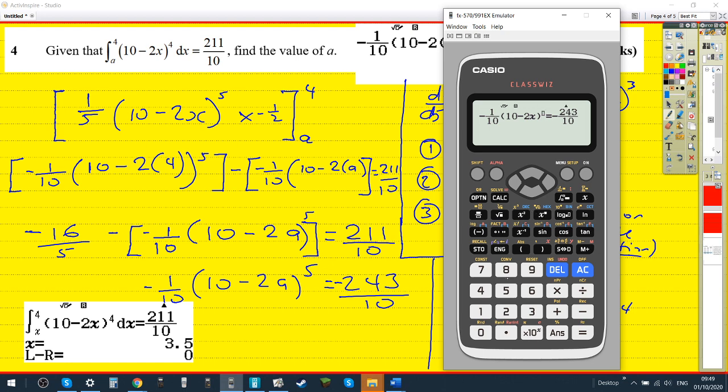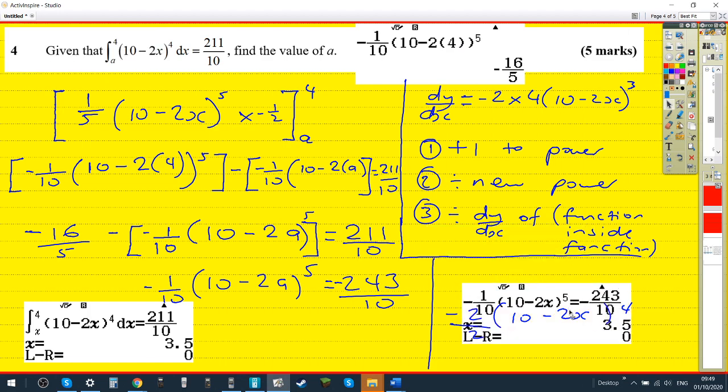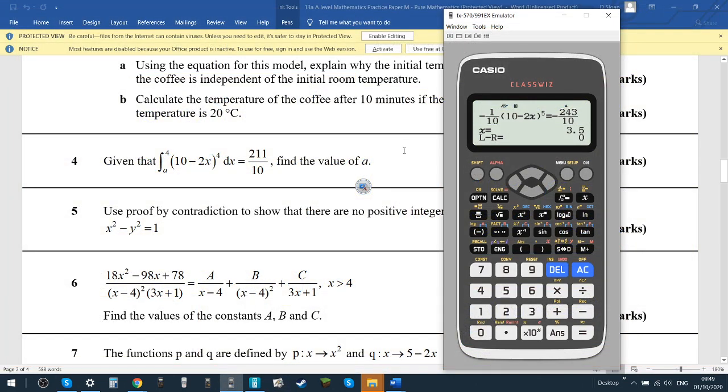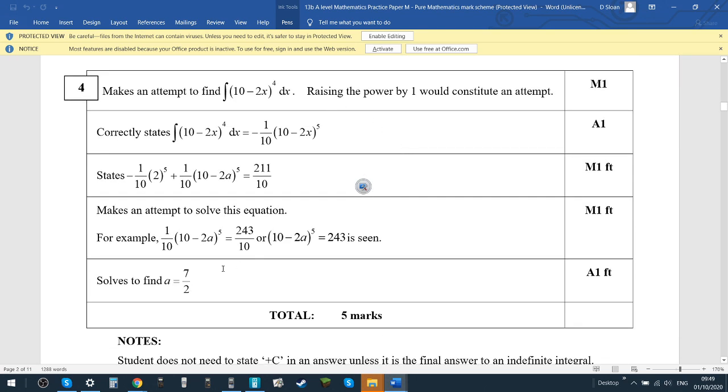Yeah, I got 3.5. Great. Yeah, that's fully right. You showed your working out. Every part of that is good. And just for the sake of the mark scheme, so 7 over 2, 3.5.